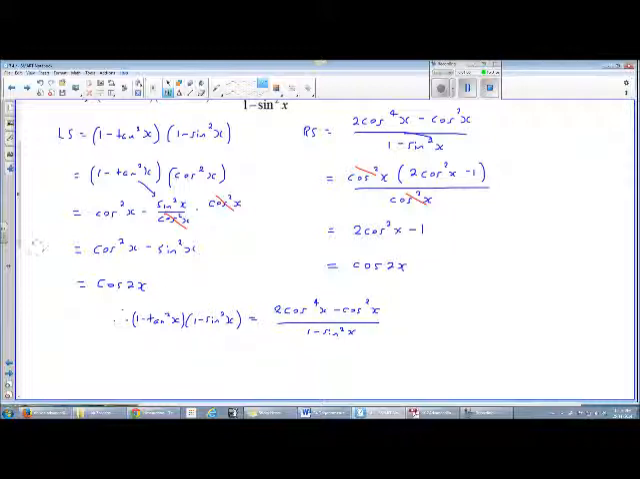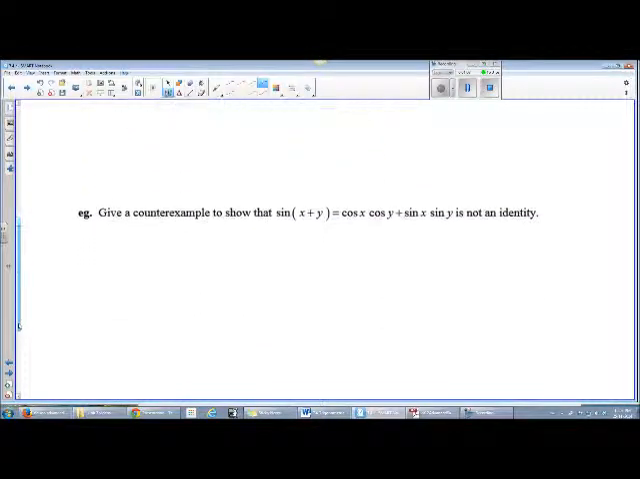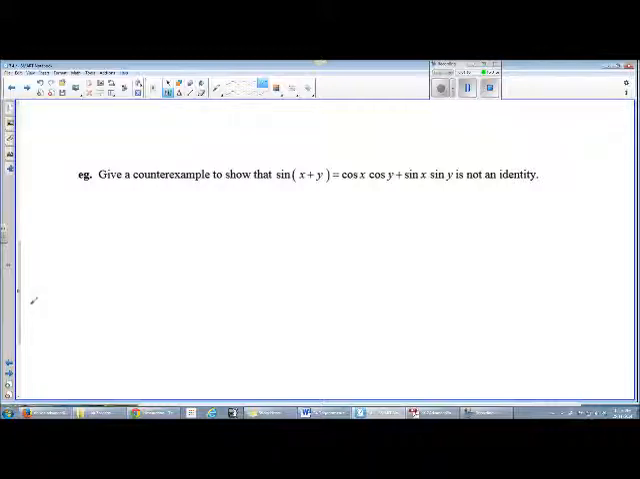Okay, so let's go down to here. We want to give a counterexample now to show that sine of x plus y equals cosine x cosine y plus sine x sine y is not an identity. Now instead of taking the complicated side and simplifying it to show that it does equal, to use a counterexample, we just want to choose a value for x and y, and substitute them in to show that the left side does not equal the right side.